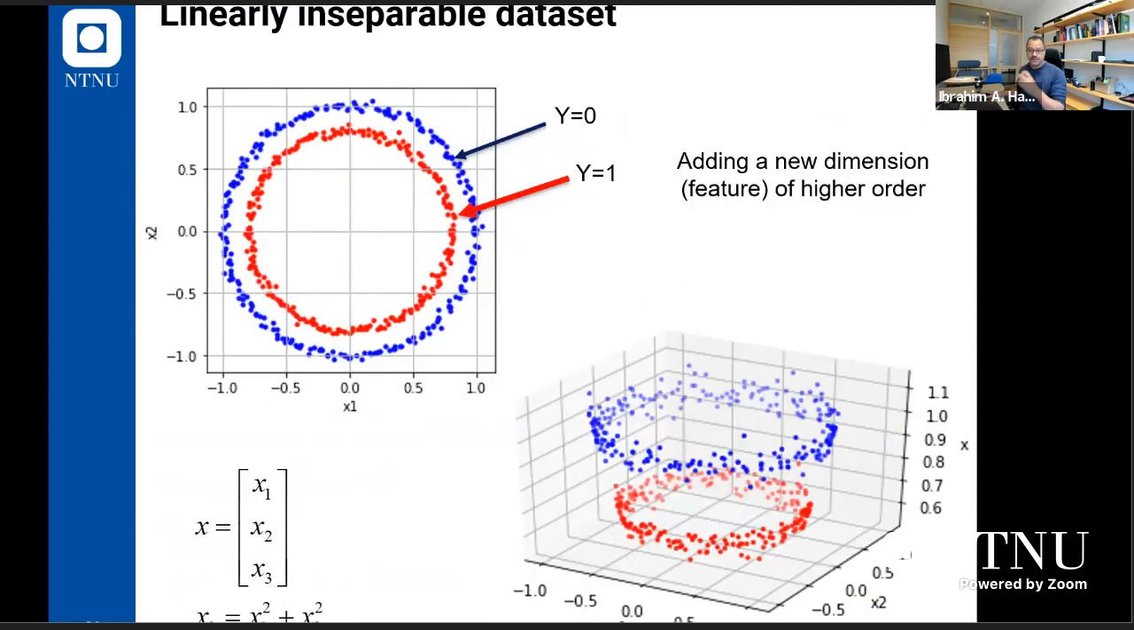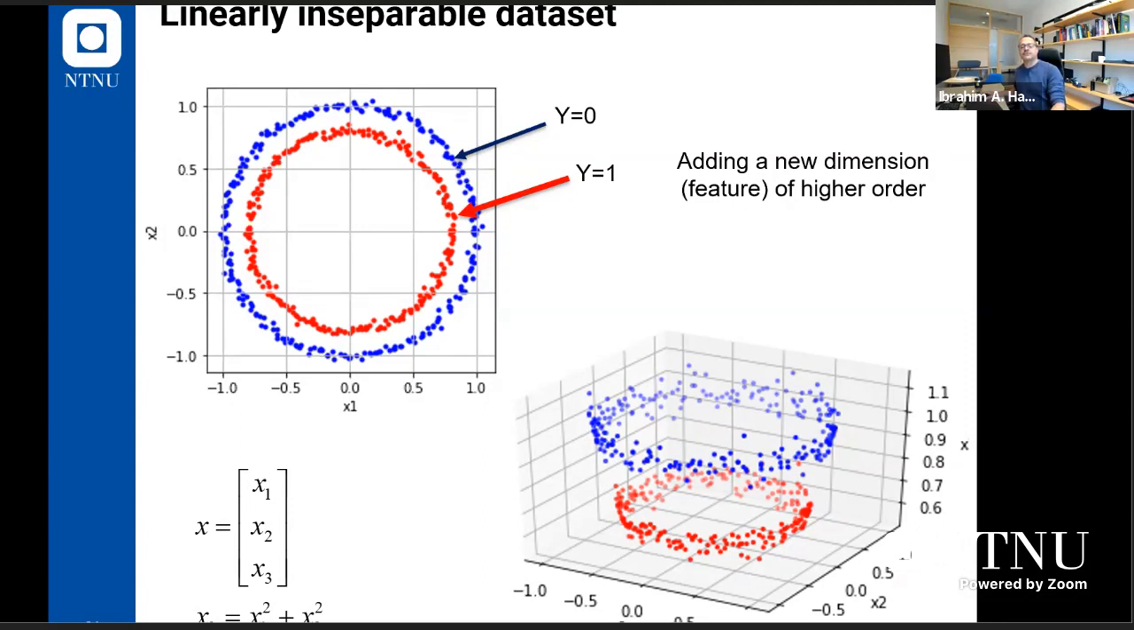Some data sets are linearly separable. This one is generated by Python, in fact. So this data set is a customized data set, which can be generated from Python. You have two classes here, one class and zero class. So it's a binary classification problem. We have features x1 and x2. We have two classes. The red class is 1, and the blue class is 0.